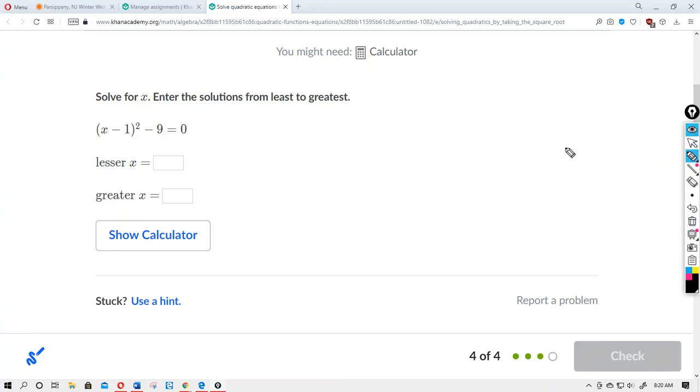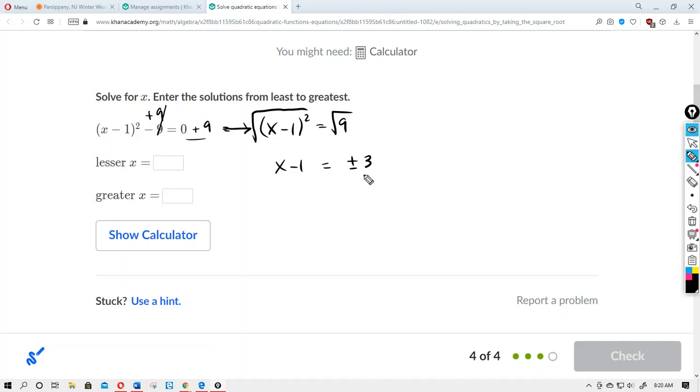All right. Enter the solutions. All right. So I'm going to add 9 on both. 9 minus 9 cancels. All right. And rewriting this, we have x minus 1 squared, and 0 plus 9 equals 9. Taking the square root of both sides. Taking the square root removes the squared, so it's x minus 1. And the square root of 9 is going to be plus or minus 3.